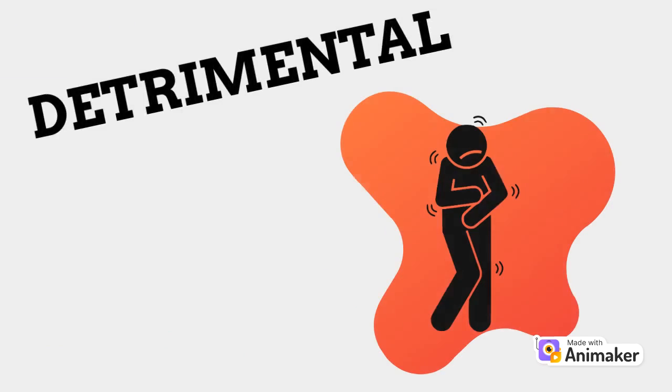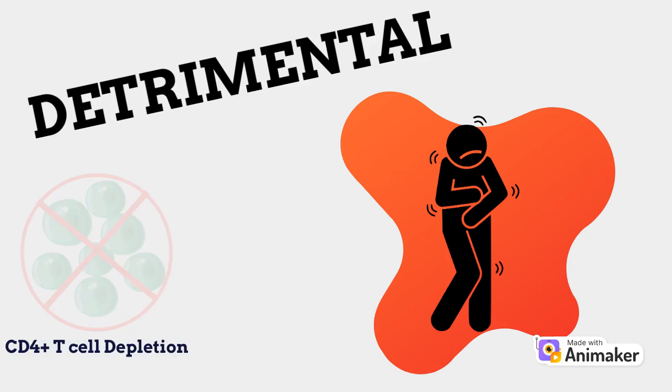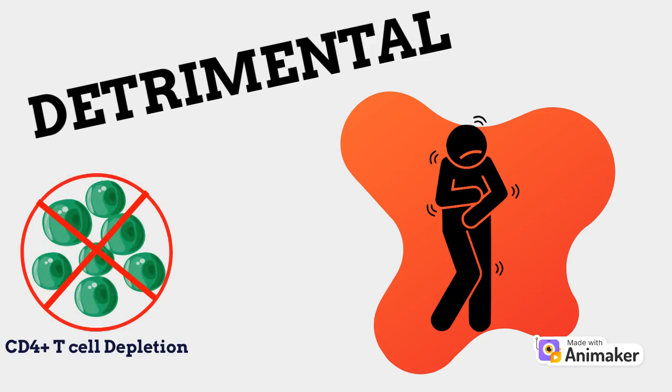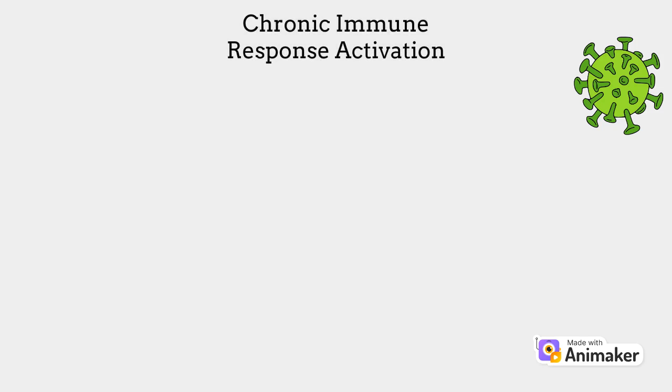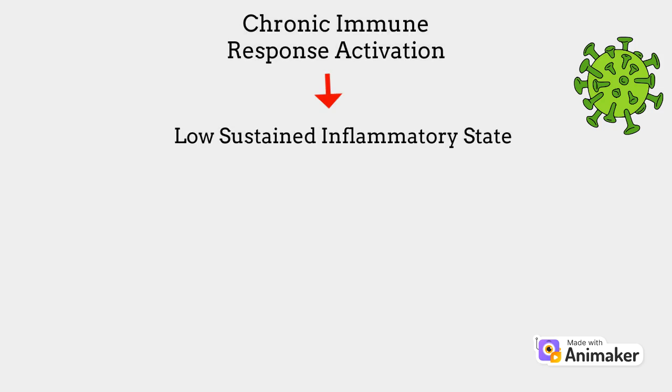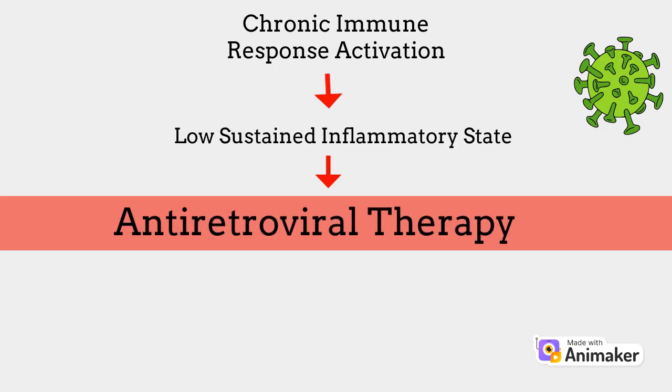As we have learned, HIV has a detrimental effect on the immune response. HIV patients are often highly immunocompromised due to CD4 plus T lymphocyte depletion, resulting in an increased risk of opportunistic infections. In addition, HIV infection causes chronic activation of both the adaptive and innate immune systems, resulting in a low, sustained inflammatory state that persists even after antiretroviral therapy.